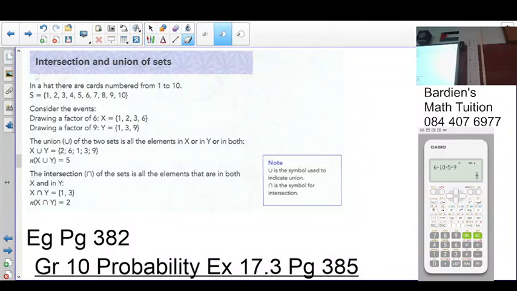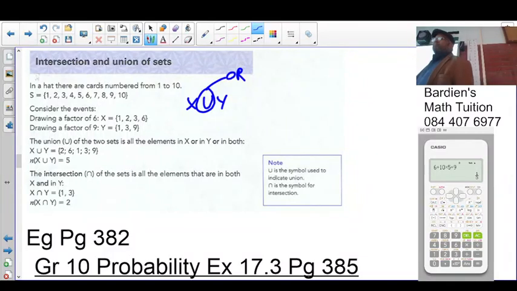So consider the events: drawing a factor of 6, and the factors of 9, which are 1, 3, and 9. So you've got your event X and event Y. The union, or U, of the two sets is all the elements in X, or in Y, or in both: 1, 2, 3, 6, and 9. So what does that mean? It's all the values. If you're looking at X union Y, later on you're going to see me use union or. Make a note there.